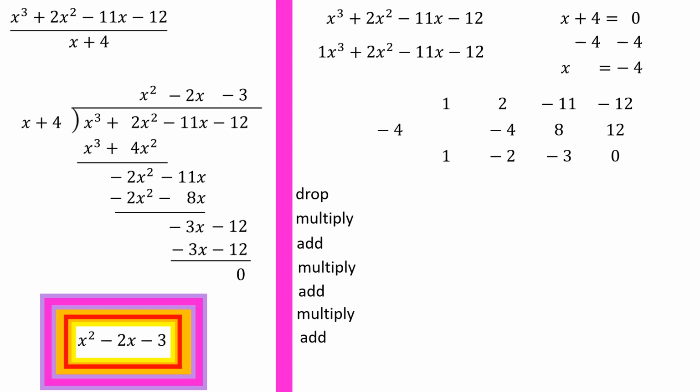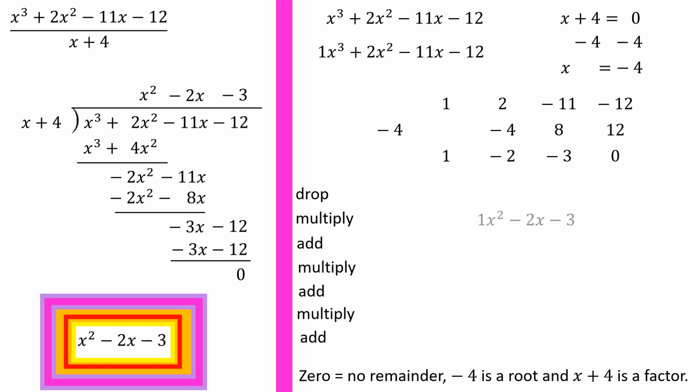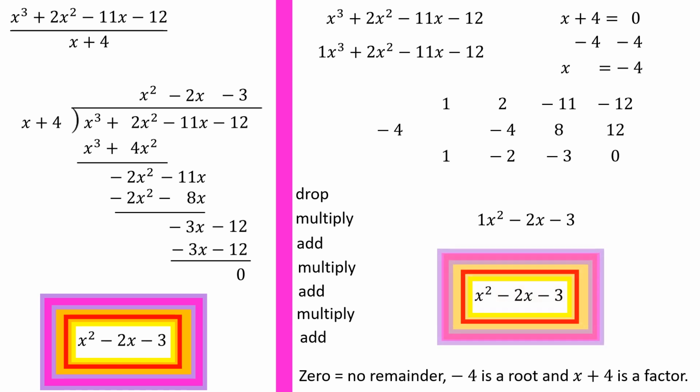That 0 at the end tells me there's no remainder. That tells me that negative 4 indeed is a root. And that tells me x plus 4 is a factor. That's what that 0 at the end tells me. And so my answer is 1x squared minus 2x minus 3. Of course, I'd write that as x squared minus 2x minus 3. Surprise, surprise, it's the exact same answer. But I think the synthetic division takes much less writing.